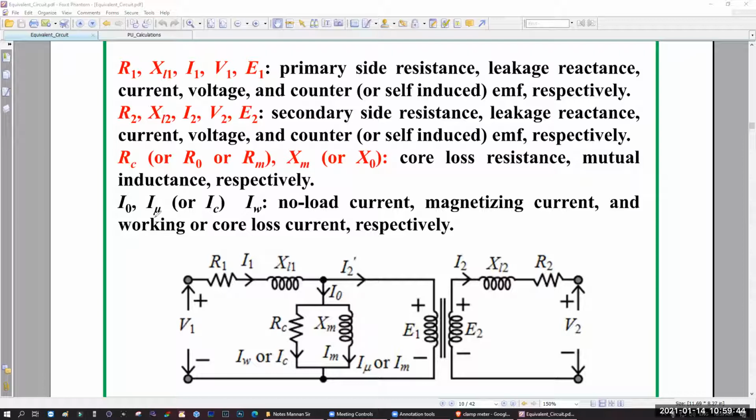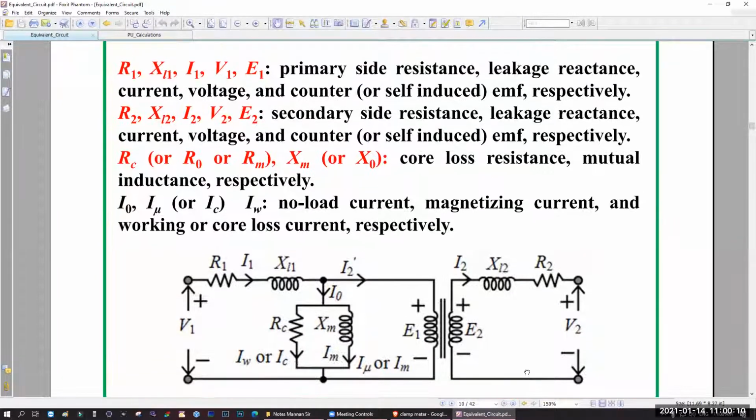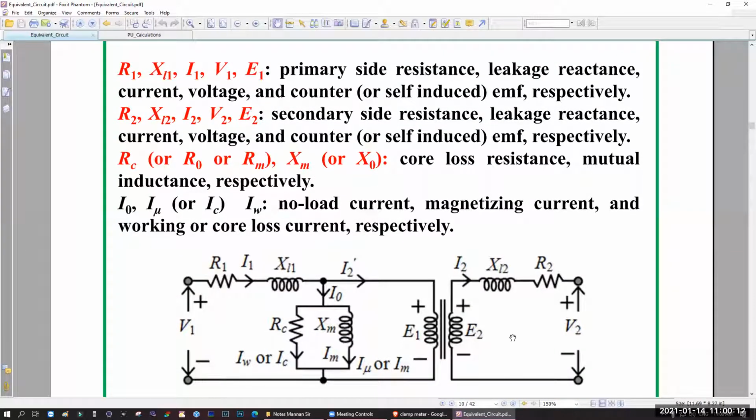Now here, I0, IM or IC, and IW: these are the no load current, magnetizing current, and working or core loss current, respectively. Now let's go back. What you have to understand from here is that in place of a transformer, you have to write these. In the simplified diagram, you just use this whole circuit in place of the transformer.